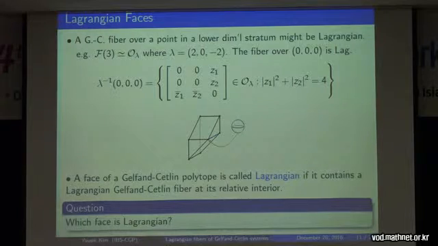So here is an example. Let's look at the complete flag manifold F3 with prescribed eigenvalues 2, 0, negative 2. Then let's look at the fiber of the origin. That's actually Lagrangian, so let's see what the fiber looks like. Let's look at the inverse image of 0, 0, 0. Then we have to consider the Hermitian matrices whose eigenvalues are 2, 0, negative 2, with this information.